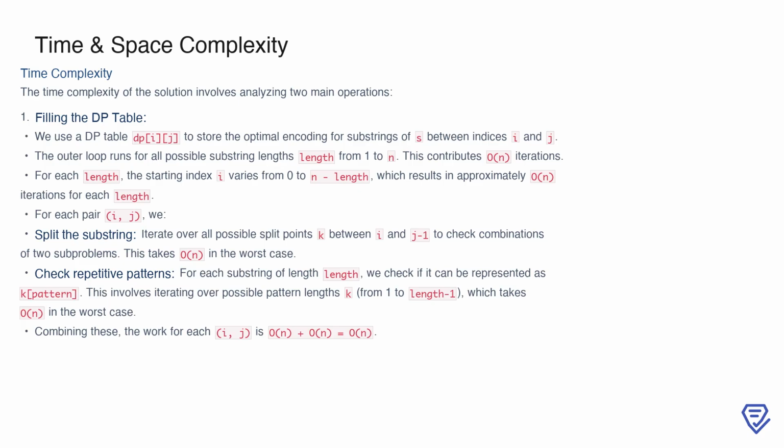The key insights from this approach include leveraging dynamic programming to solve overlapping subproblems, checking all possible splits and repeated patterns for each substring, and updating the DP table only when a shorter encoding is found. This ensures that we achieve the shortest possible encoding for the given input string.